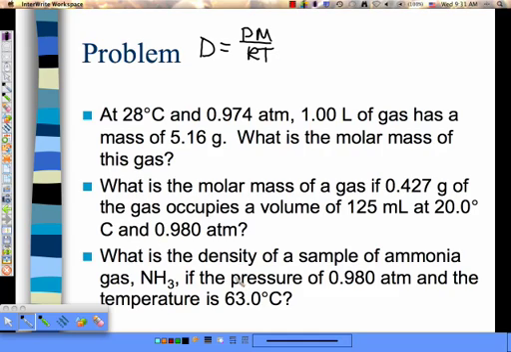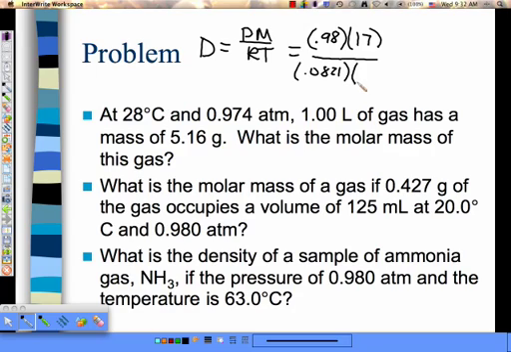Okay, what's the density of a sample of ammonia gas, so NH3, at the pressure of 0.980 ATM and the temperature is 63 degrees Celsius? So do we have to find big M first? What would be big M? Molar mass. So that's 17, nitrogen plus 3 hydrogens. So our pressure is 0.98 times 17 divided by R, which is always 0.0821.